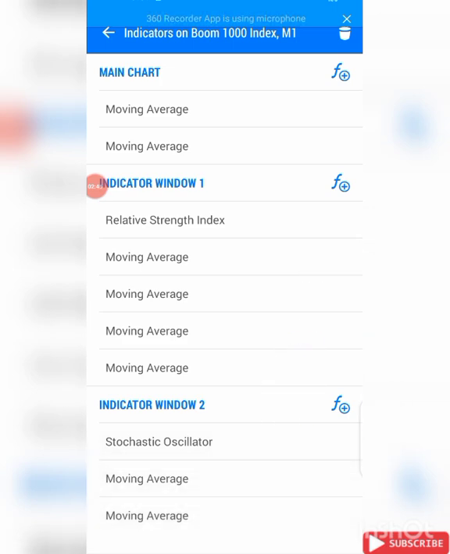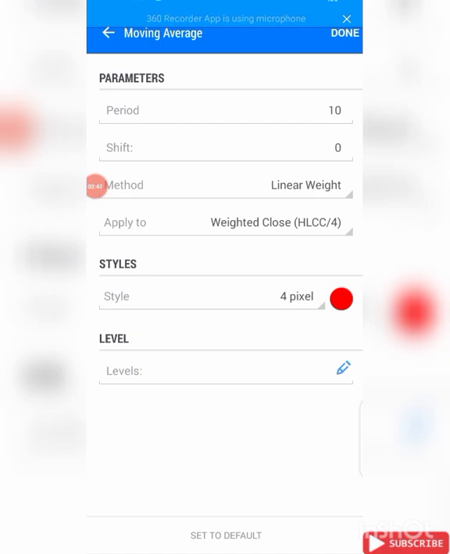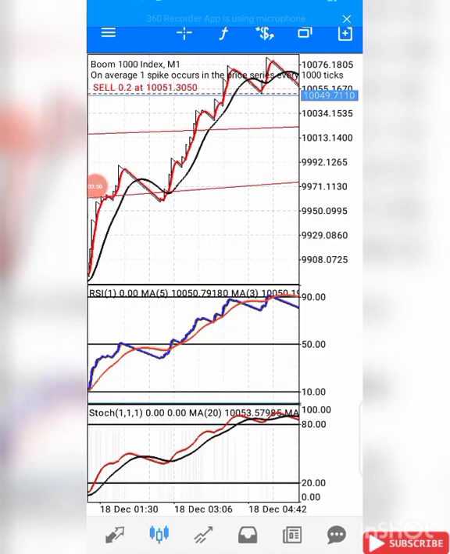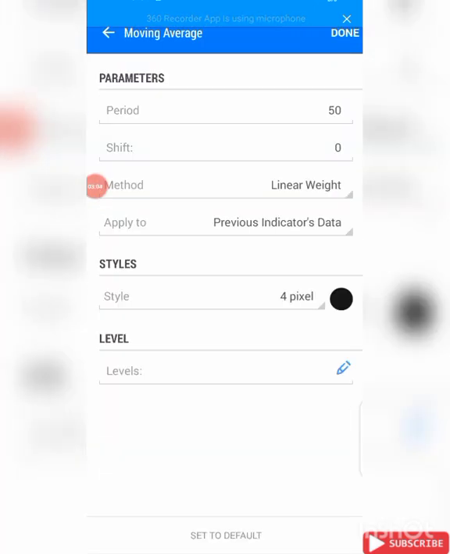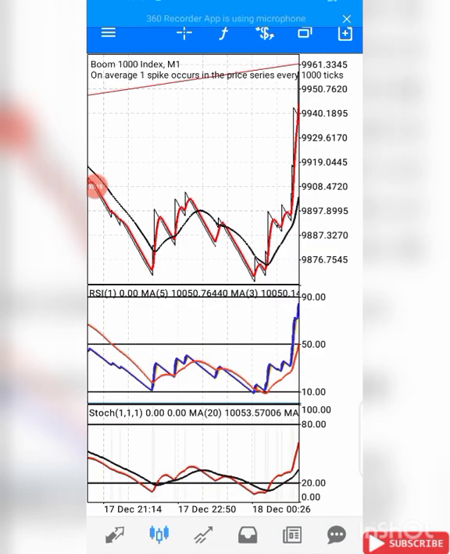is a moving average. We are using moving average period 10, shift 0. Method is linear weighted. Apply to weighted close. Style is 4 pixels. I'm using red. Done. The second moving average we are using is period 50, shift 0. Method is linear weighted. Apply to previous indicator data. Style is 4 pixels. I'm using black. Done.